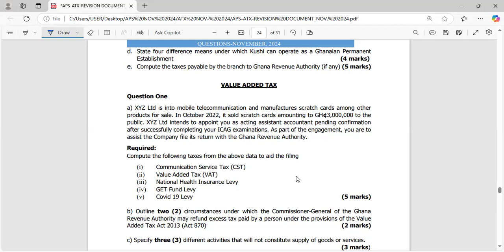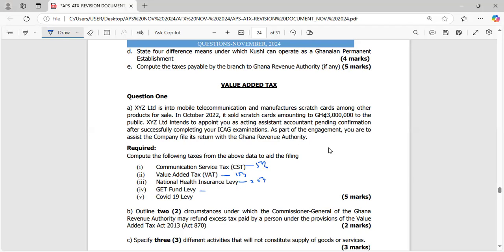How are you going to do the calculation? Are we here? Are we together? Yeah, we are here. How are you going to do the calculation? Yeah, so the $3 million is the invoice amount. And so you would have to, CST is 5%, value added is 15%, NHIL 5, GetFund 2.5, and COVID 1%. So in this case, you would have to solve it individually.